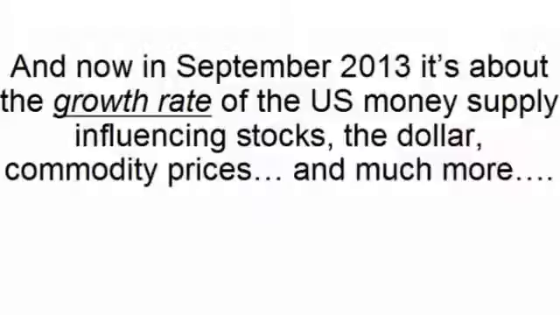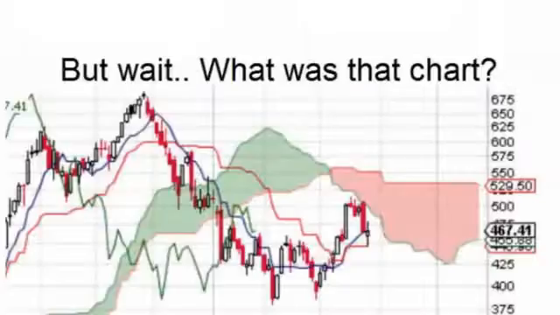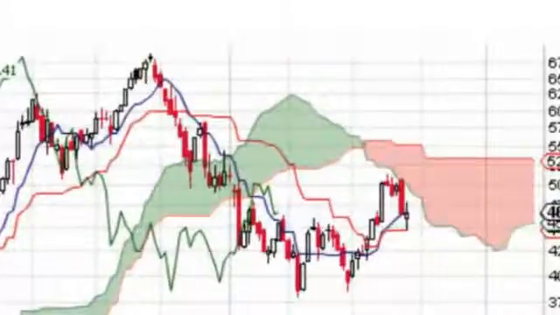And now, in September 2013, it's about the growth rate of the US money supply influencing stocks, the dollar, commodity prices, and much more. But wait, what was that chart? Yeah, this chart.